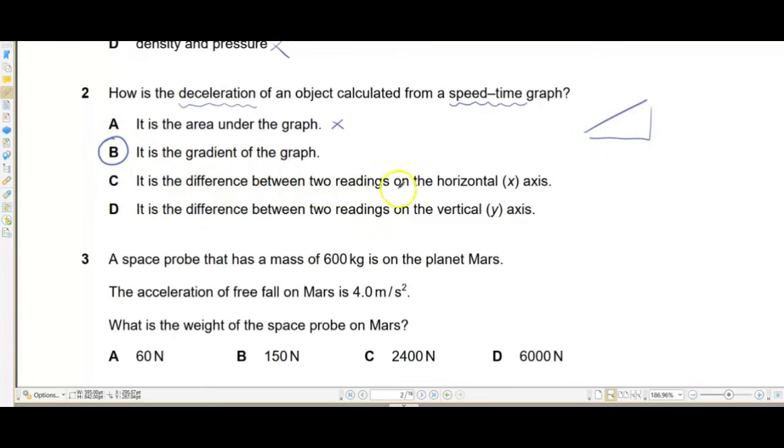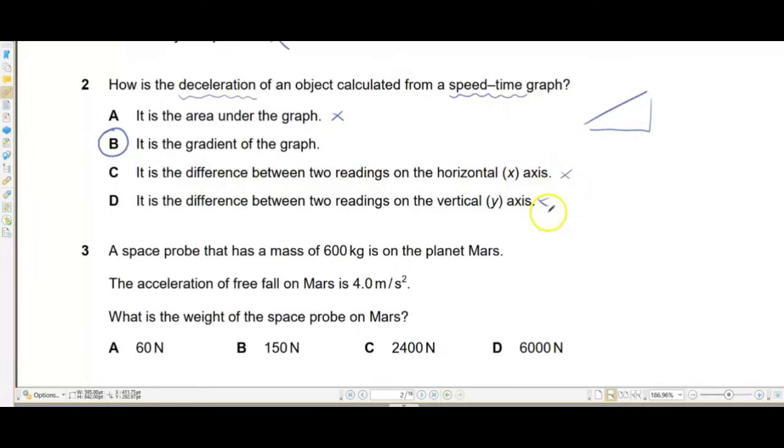It is the difference between two readings on the horizontal x-axis. No, it's the difference between the two readings on the horizontal x-axis divided by the two readings on the vertical y-axis. So both of them are incomplete. So these are not our options.